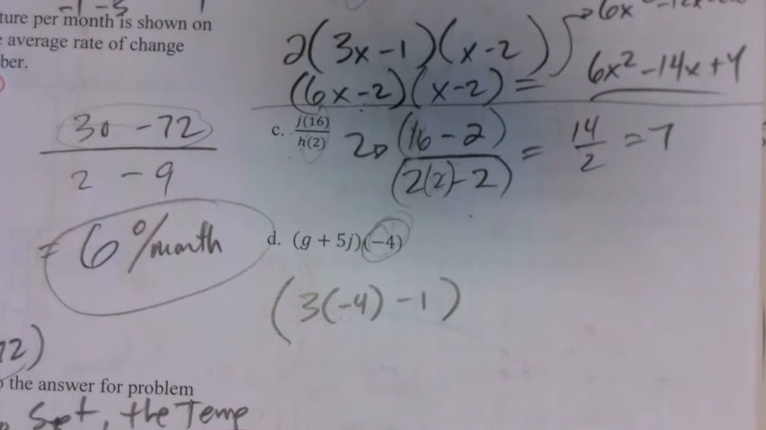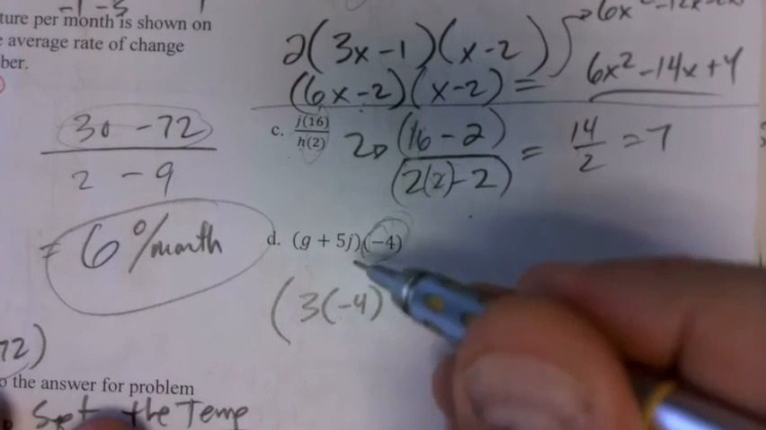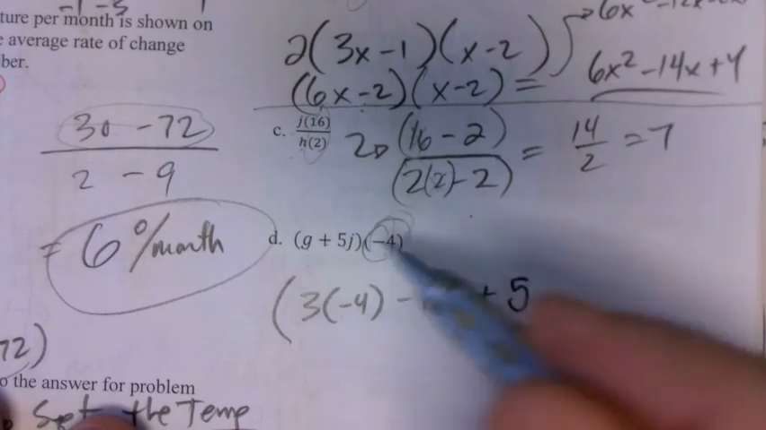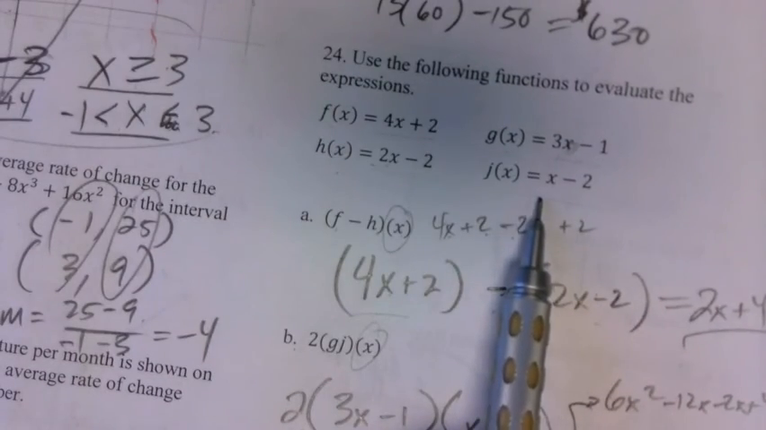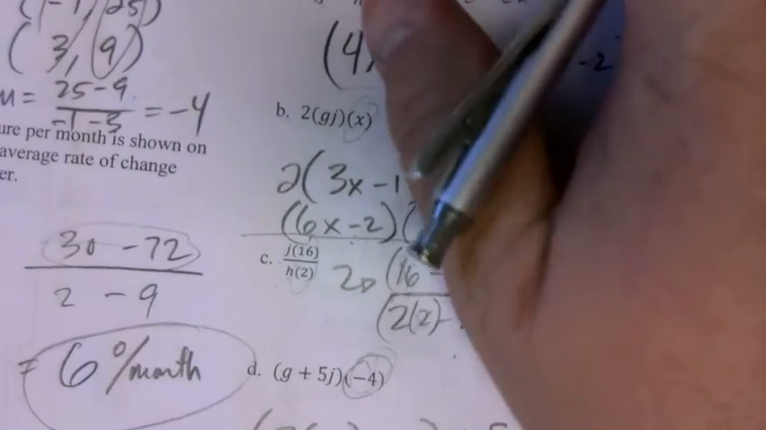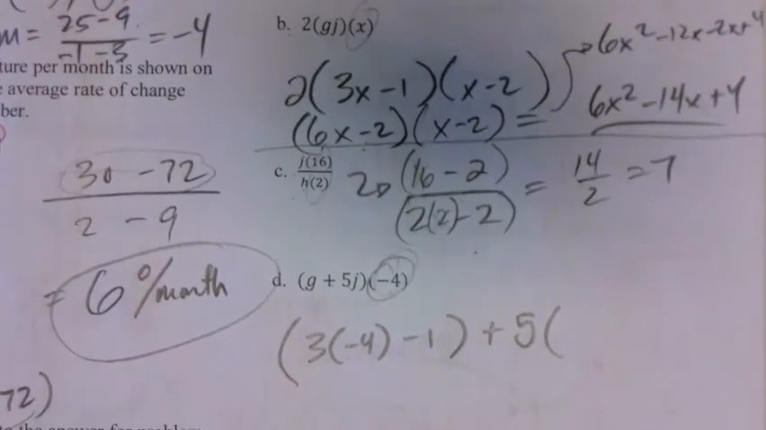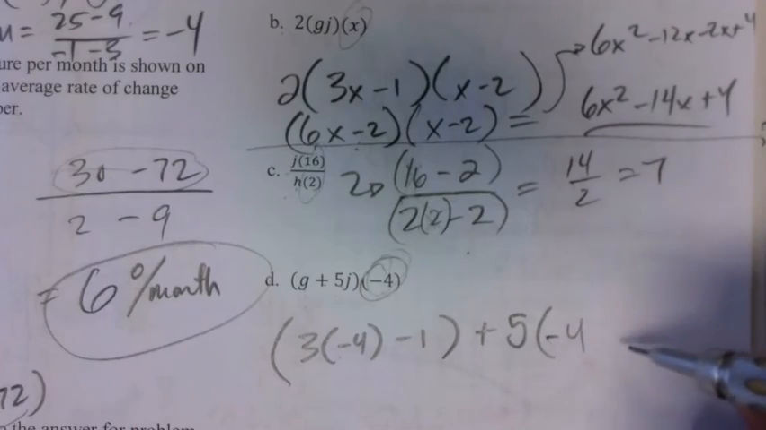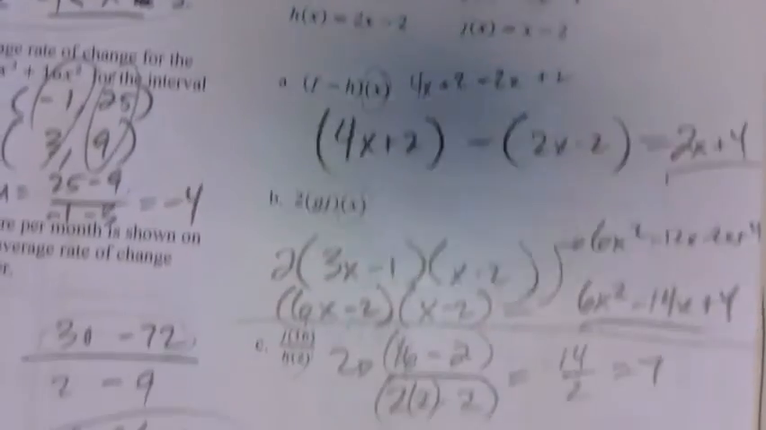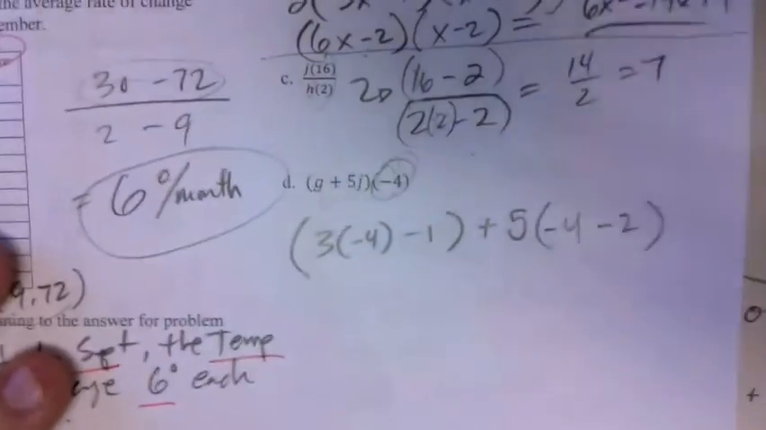But because I'm putting in a negative, remember, you've got to put parentheses around that. Plus 5 times j. And j is right here, x minus 2, except I'm not using x, I'm using a negative 4. Negative 4 minus 2. Guys, that gives me something I can just type into my calculator, right like it is.